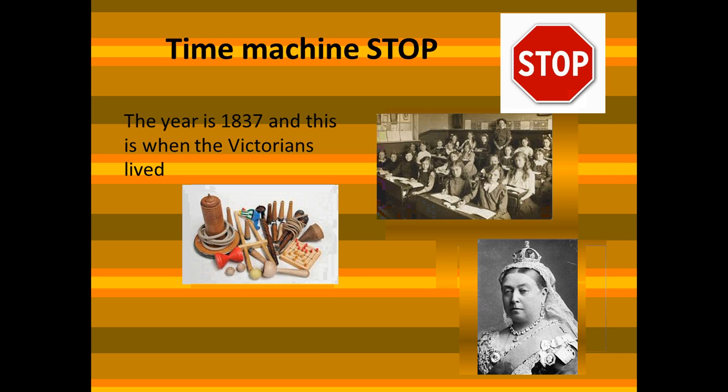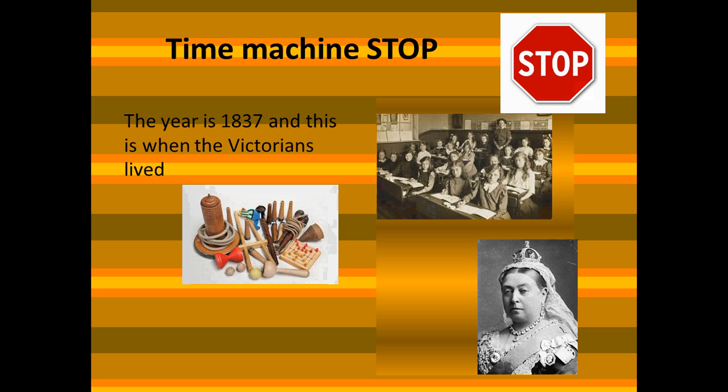I'm going to do another time jump, which takes us back in time to 1837. So remember, we're going back in time, not forward in time. And this is when the Victorians lived. So we've got Queen Victoria. If you see there in the top right hand under the stop sign, that is a Victorian school. And there is also a selection of games that the children might have played.